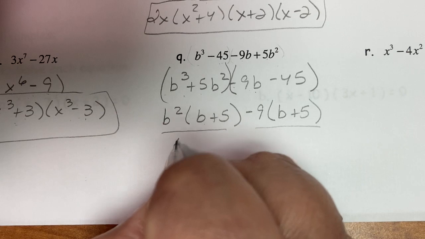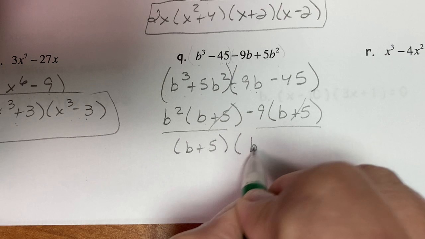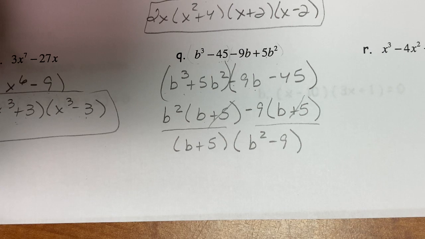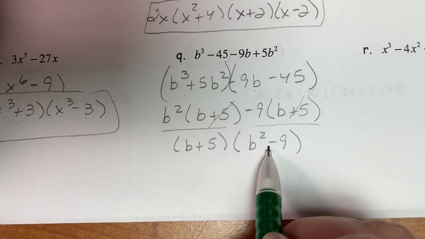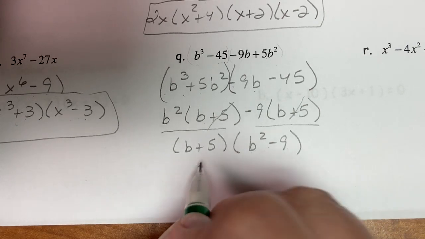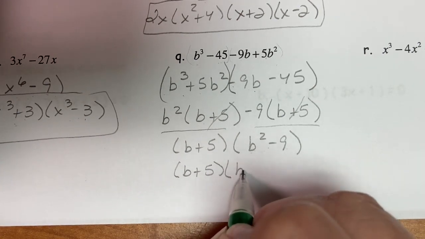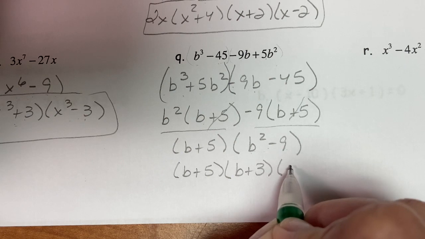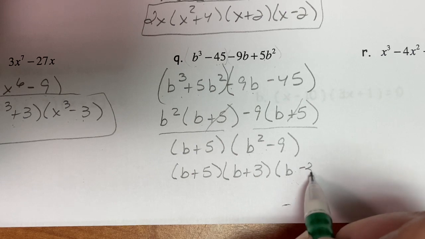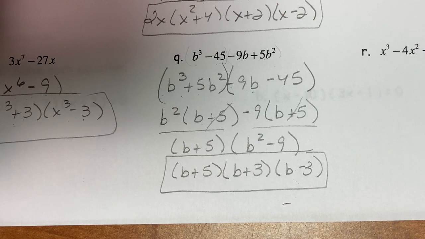There's 2 big terms. They have the b plus 5 in common. When those are gone, what do I have left? I have b squared minus 9. Are we done? Look carefully at this. Do you see where that factors again as a difference of 2 squares? And how do you factor a difference of 2 squares? It's the square root plus the square root times the square root, oopsie, minus the square root. And there we go.